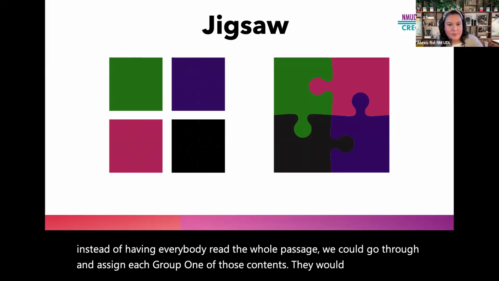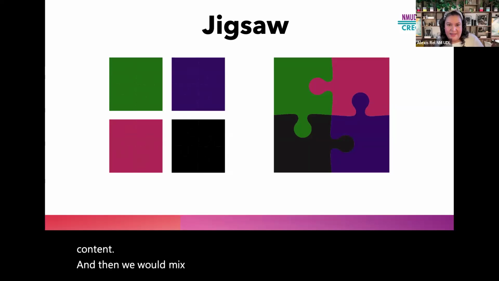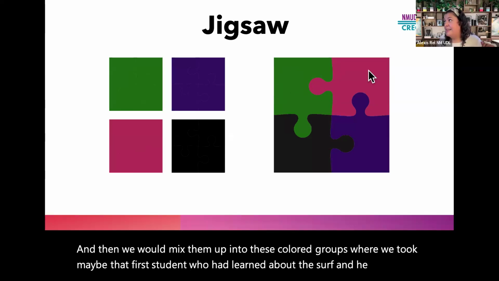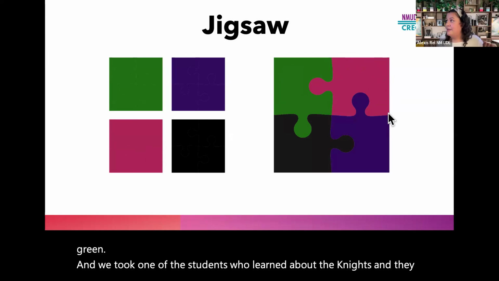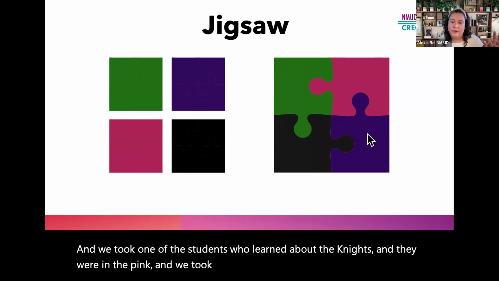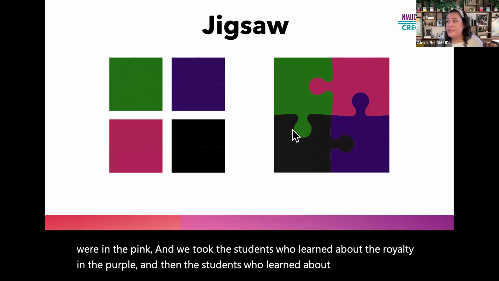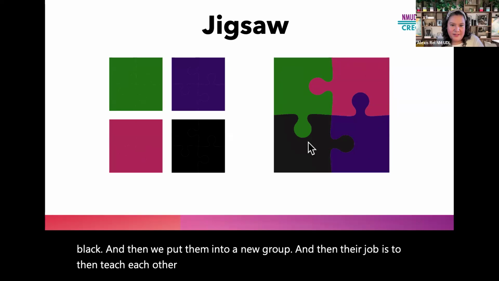They would work together as the experts of that group to gather and read information about that content, and then we would mix them up into these colored groups where we took maybe that first student who had learned about the serfs and he was in the green, and we took one of the students who learned about the knights and they were in the pink, and we took the students who learned about the royalty in the purple, and the students who learned about the workers in the black, and then we put them into a new group, and their job is to then teach each other about what they've learned.